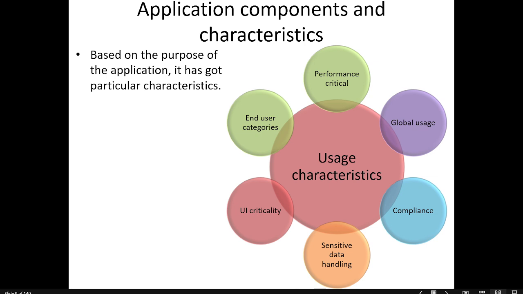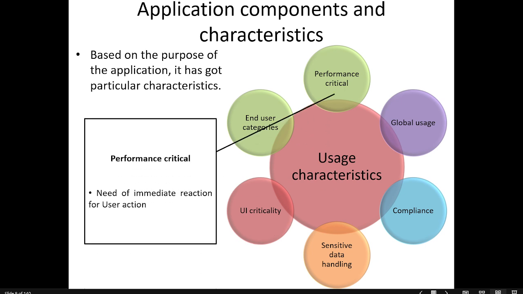Depending upon the purpose of the application, it has particular characteristics. Now what is the need for us to understand the characteristics? When we understand the important characteristics with which the application is getting built, these characteristics will play a vital role in that application's testing. For example, if an application is performance critical, then at the time of testing, we have to focus on the performance part. So this is the first one, performance critical.